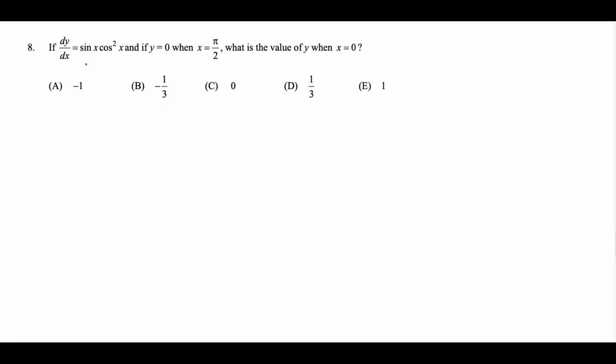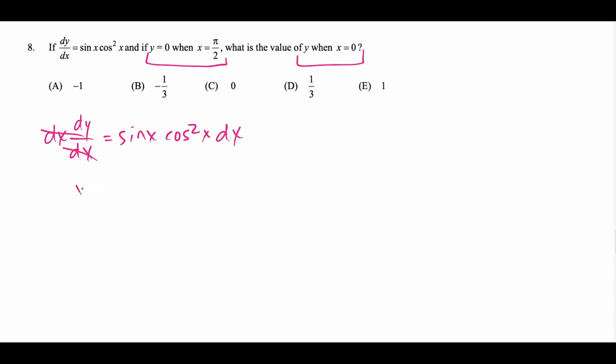So we're up to question 8 here. We have a derivative, sine x cosine squared x. We have an initial condition here, and we want to know what is the value of y when x equals 0. So just do a little separation of variables for this one, and we're going to solve for y. So we have this derivative, we're going to multiply both sides by dx. And now that's going to tell us that y is equal to the integral of sine x cosine squared x dx.